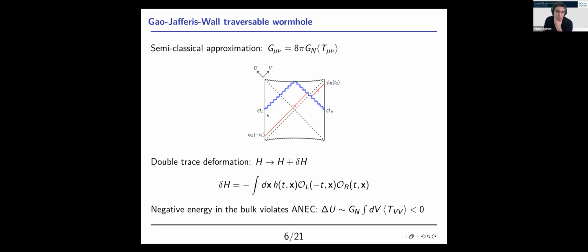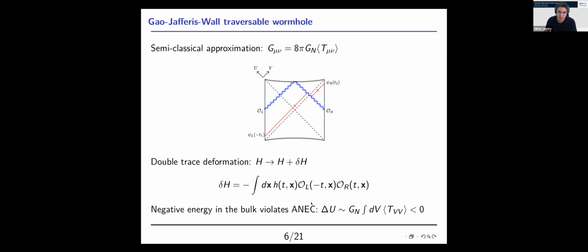So what they do to make the wormhole traversable is introduce a coupling between the left and the right boundary. Physically, they consider a scalar operator, so this introduces some scalar field in the bulk. And because this scalar field has particular boundary conditions, one can choose the deformation in such a way that this scalar field in the bulk has negative energy, which makes the wormhole traversable. So basically they introduce a double trace deformation, which introduces a negative energy in the bulk.